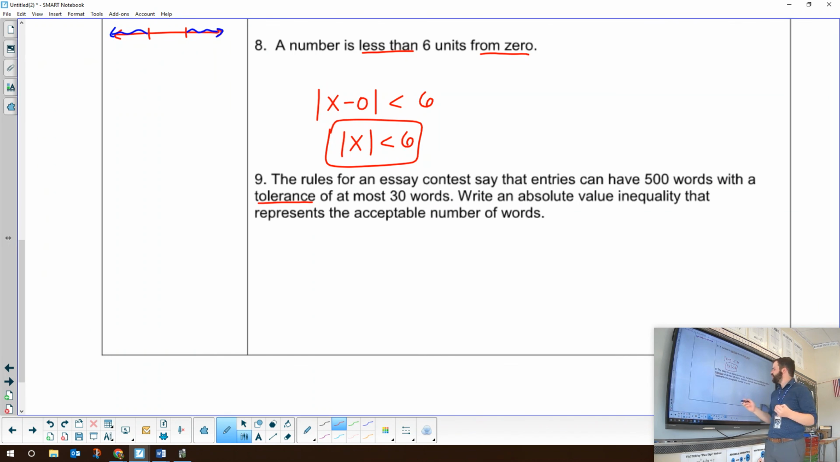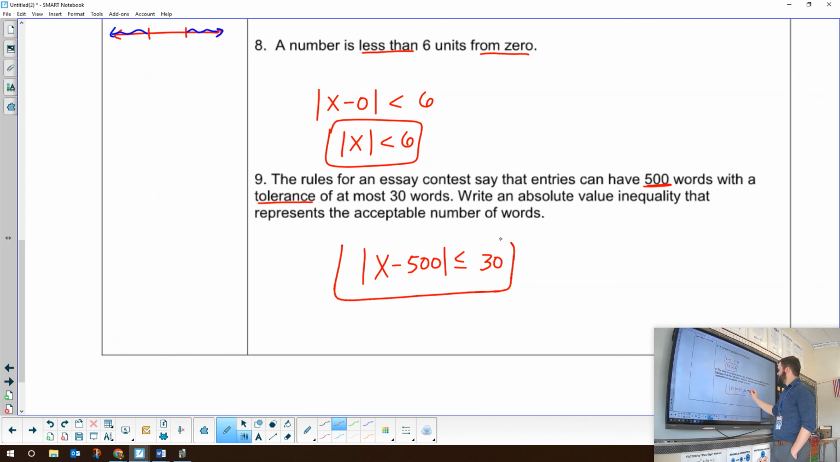So how do we write that out? Well, my middle is going to be 500. That's what we're aiming for. So we're going to go x minus 500, take the absolute value of that, and my tolerance, how much I can vary from that middle, is going to be 30. Now, we're going to be in between. So the highest we can do is 530, the lowest we can do is 470. So if we're in between, that's a less than, that's together. So it's going to be less than or equal to 30. And that's going to be my answer there.